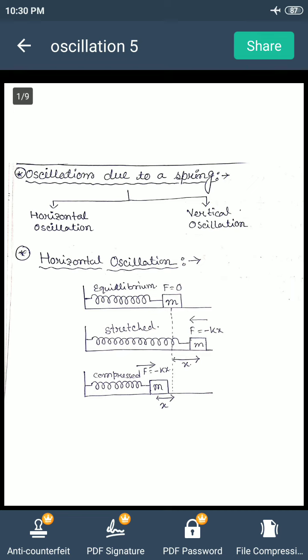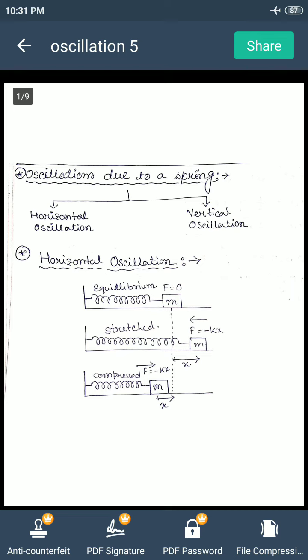In this figure you see an object or body of mass m connected with a massless spring lying on a frictionless horizontal table. One end of the spring is attached to a rigid support, and the other end is attached to the body.